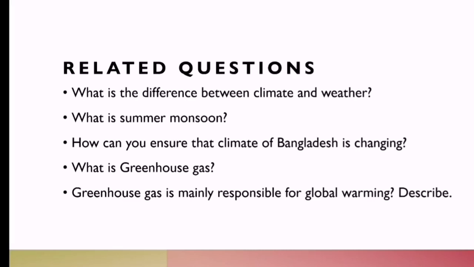The fifth question is, greenhouse gas is mainly responsible for global warming. Describe. This question is very important as it may come as a part of the creative question in your examination. For writing the answer, you must write how greenhouse gases are responsible for the increasing temperature of the planet Earth. We know that greenhouse gases are the combined form of carbon dioxide, chlorofluorocarbons, and methane. And these gases are actually increasing the temperature of the planet Earth. For that reason, the polar ice is melting. If this continues, then it is not too far away when the countries in the lowland like Bangladesh will be under the water.